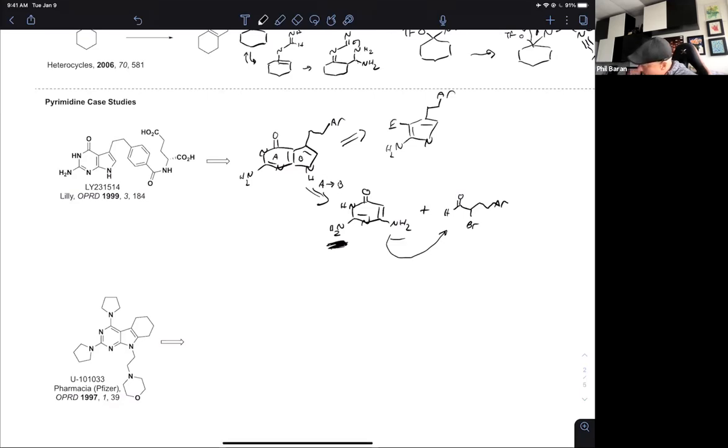But now we need to make this tri-substituted pyrrole. Do you want to do that? Does anybody want to do that? This one is harder than this one, in my opinion. That's how you know which disconnection to go for. You just do both. There's no wrong answer, right?